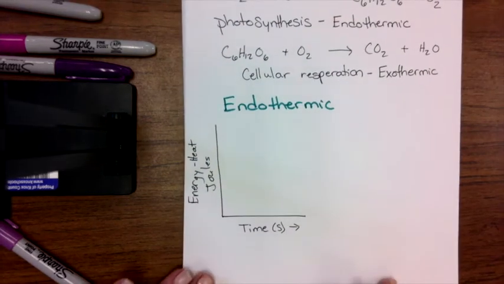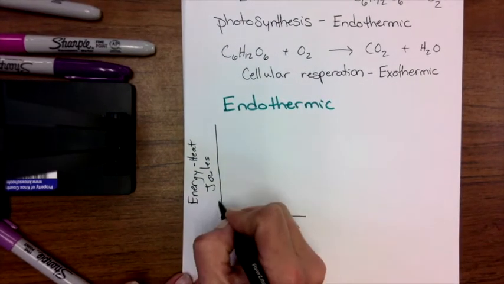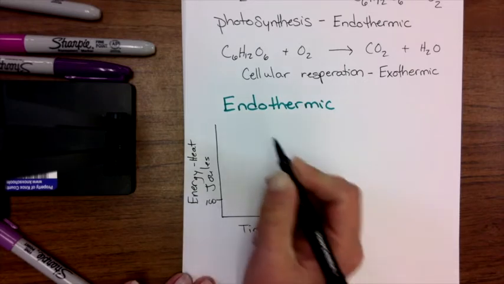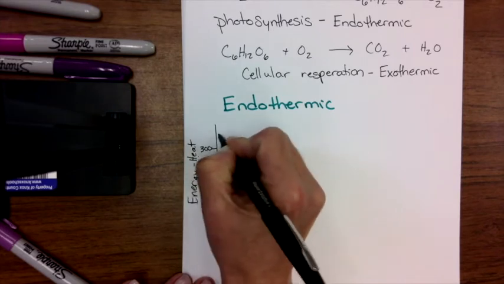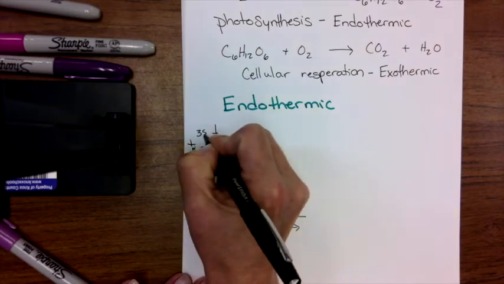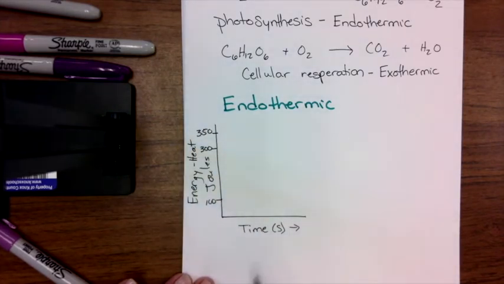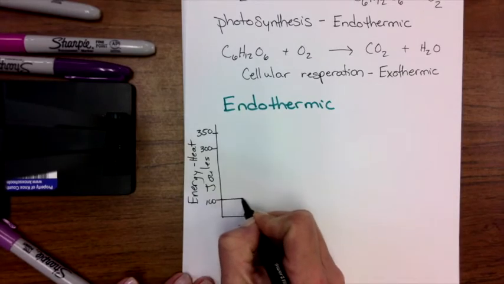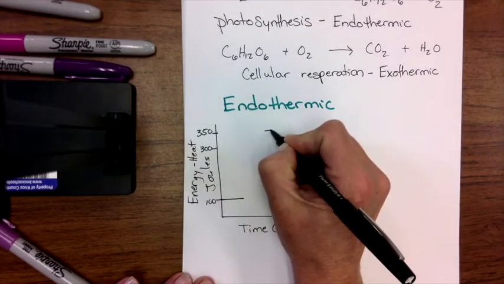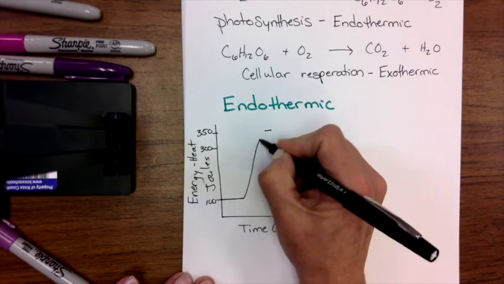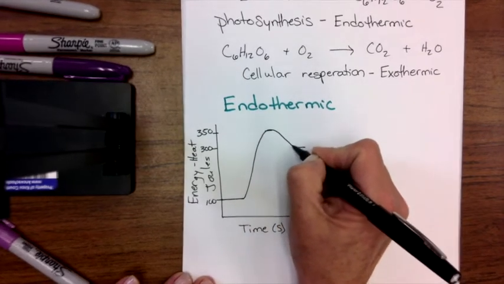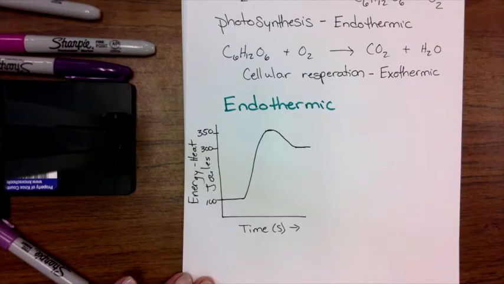I'm going to put some numbers on this graph, and let's say that we have 100 joules. Let's say that we have 300 joules. And let's say that we have 350 joules. We're going to start out by bringing it down this way, and then we're going to go up to 350, and we're going to come down to 300. So we're just going to connect it with an exponential curve, going up and then going down.